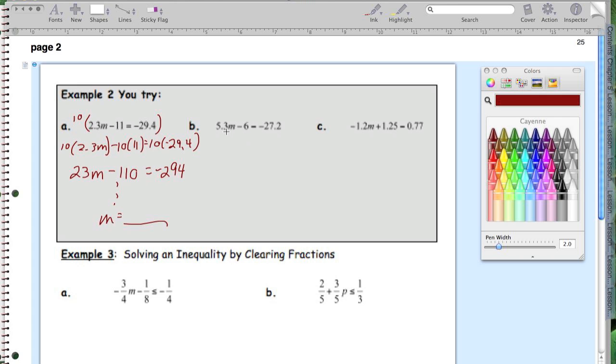Okay, this one goes out to the tenths, so you're going to multiply everything by 10. When you do that, you get 53m minus 60 equal to negative 272. Solve it, m equals the answer.